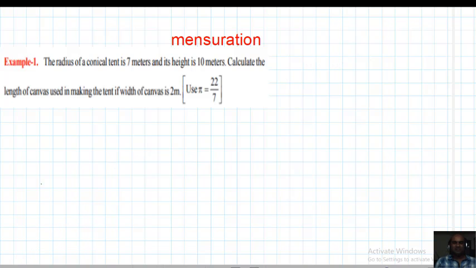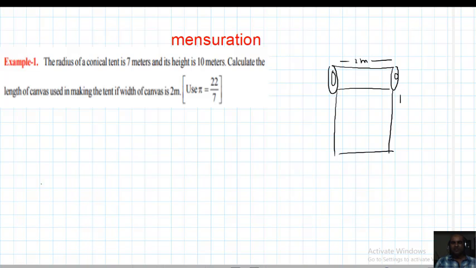Okay students, this is a cloth roll. This is 2 meter fixed width. This required length is L. Assume that L is the required length of the canvas. Important thing is this area of the cloth, that is 2 into L, is nothing but the surface area of the conical tent.